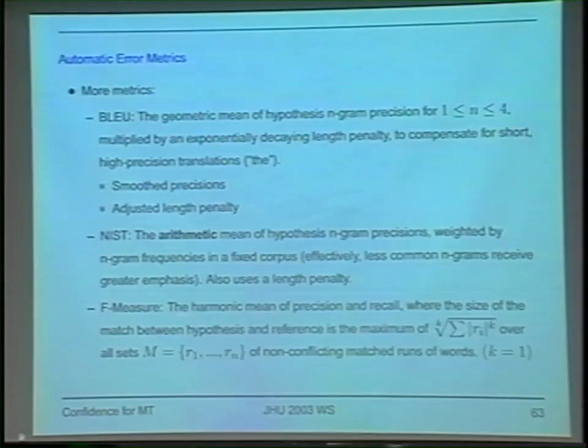So this is the way it's defined. The F measure is just the usual F measure, the harmonic mean of precision and recall. But the interesting part is the way in which we define the size of the match between a hypothesis and a reference. So it's the maximum of this expression, which is basically some sort of averaging over the length of these runs, non-conflicting runs of words.